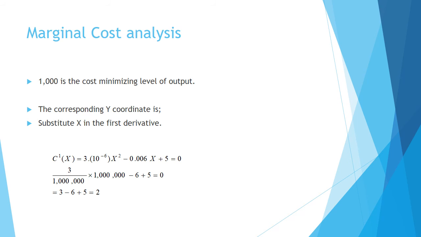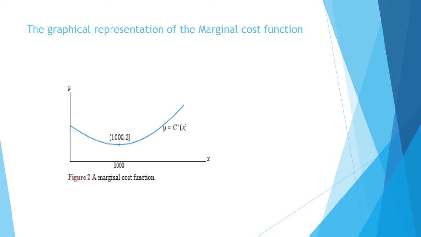Now, in order to get the y coordinate, the other corresponding value, we are going to substitute x in the first derivative of the cost function. So we are going to substitute 1,000 in the first derivative, where there was c prime of x, right? So we are going to end up with 2, and then we are going to have our two coordinates as 1,000 and 2, the x and y coordinates. And when we plot, we are going to get a U-shaped cost curve, whereby I said that all cost curves are U-shaped because of the concept of returns to scale.